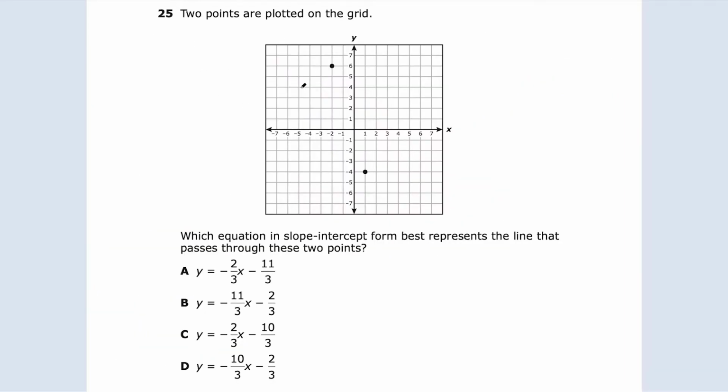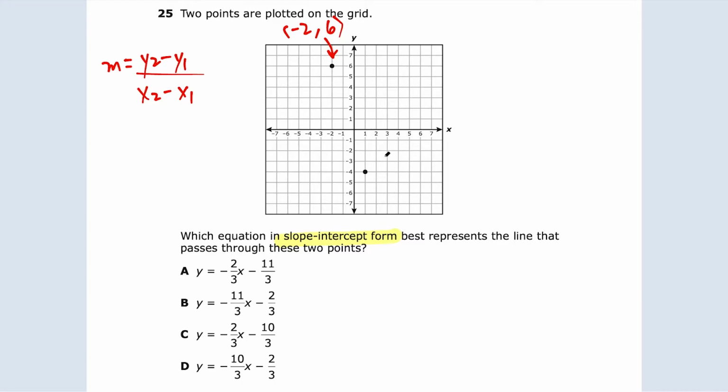Question 25, we have 2 points plotted, and we want to know which equation in slope-intercept form best represents the line that passes through these 2 points. So for this one here, what we could do is find the slope between those 2 points, and we could use the formula or we could count the rise over run. But these points are pretty far away from each other, so I might not be so confident in my ability to count that far. But if you want to do the rise over run, by all means, go ahead and do that.